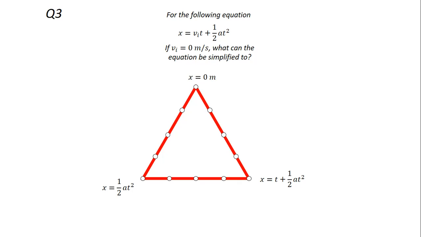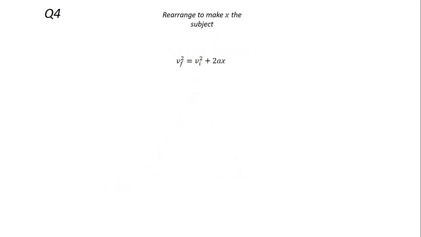Question 3. For the following equation, x equals vi times t plus half at squared. Remember, vi means initial velocity. If the initial velocity is 0, what can that equation be simplified to? If you need more time, pause the video. Go on to question 4.